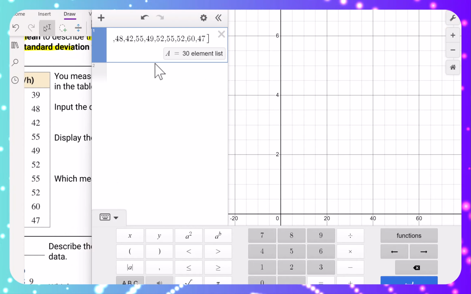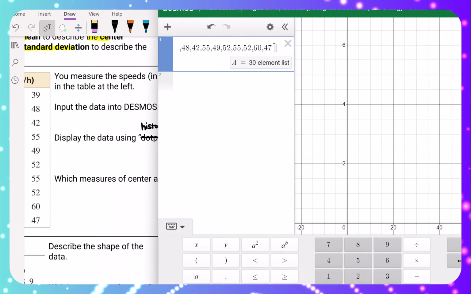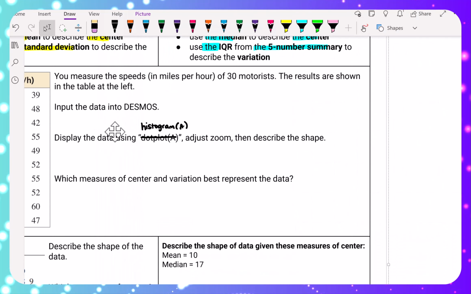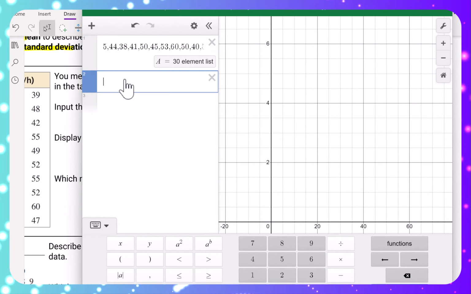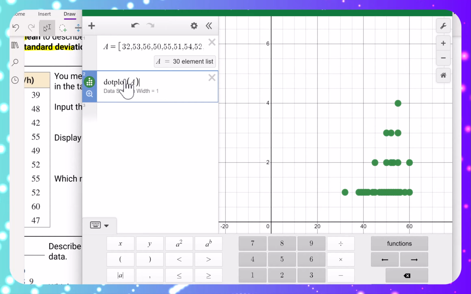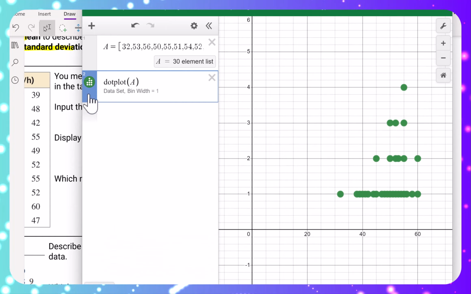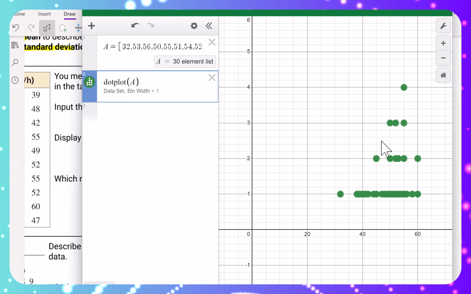All right, so I've got all 30 in Desmos and I'm going to scoot it over just a little bit. Actually, what I need you to do is change this dot plot to a histogram. I'll show you why it's not a good idea to use a dot plot with this. So just watch me, you don't have to do this. If I type dot plot of A, and if you can't see your data, all you have to do is click that, because this is what it looks like if you don't click that. It just kind of zoom fits it for you.